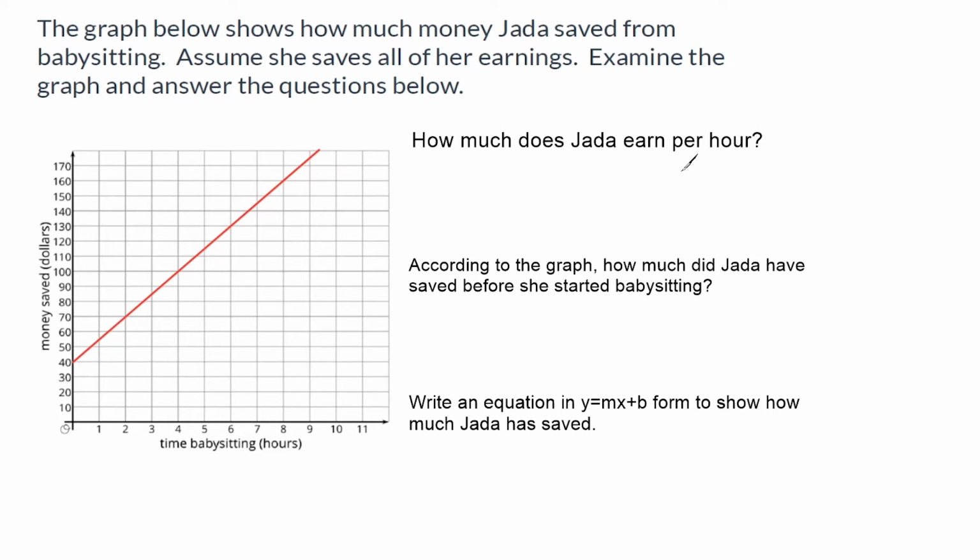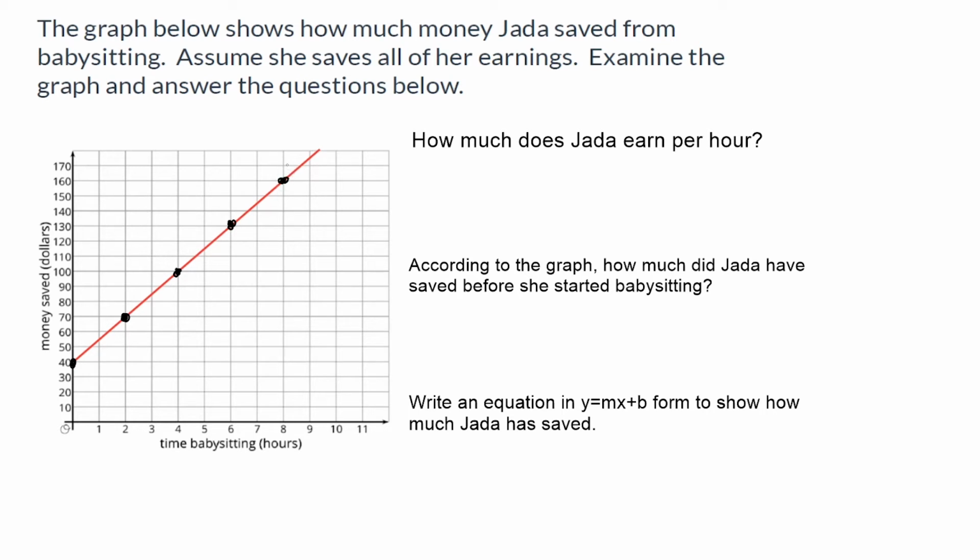Now, to figure out how much Jada earns per hour, what we're going to do is determine the rate of change of this line. And the rate of change is also known as the slope when it comes to a linear function. So what we're going to do is identify some clear points on this line so we can figure out what the slope is. We can clearly see that we have a point right here at (0, 40). We have a point right here at (2, 70). We have another one right here at (4, 100). Another one here at (6, 130).